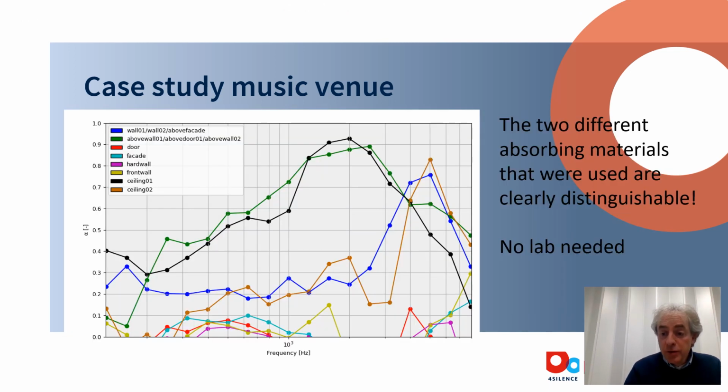Just by using the Sonocat, holding it in front of the absorber, we could easily see the difference between the two different absorbing materials that were being used. It was clearly distinguishable that at one point they used the high absorptive material, and on another point they used the low absorptive material. And we could actually see which one was which.